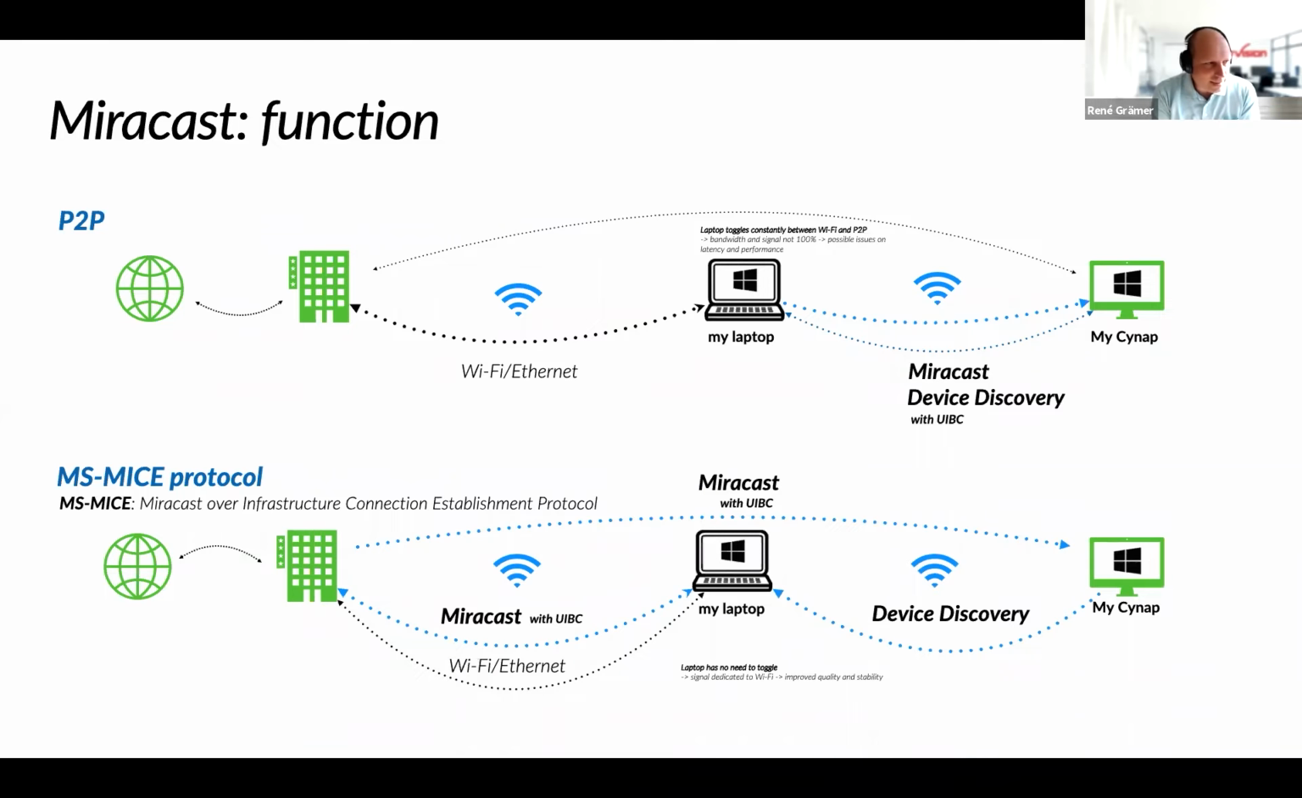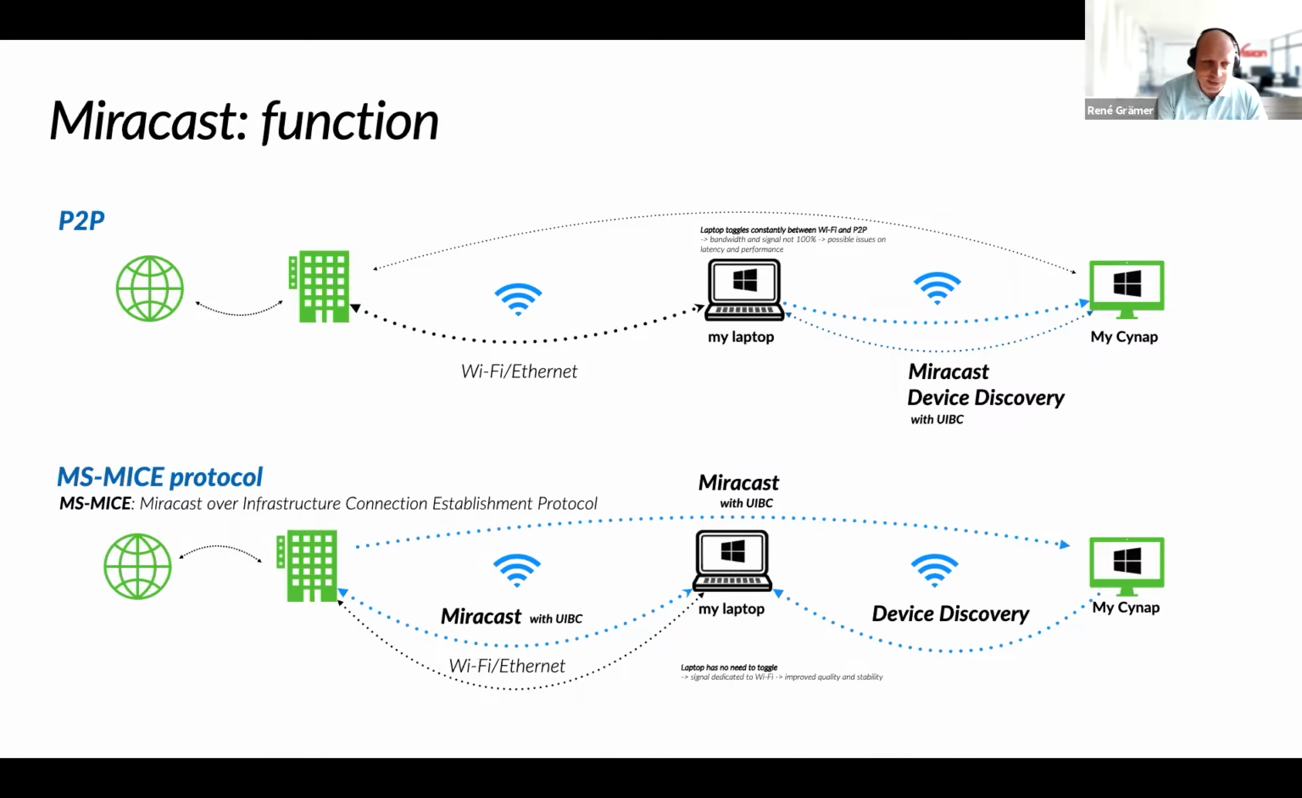Then there's MS-MICE. MS-MICE, the extension made by Microsoft, available only on Microsoft, doesn't exist on Android, extends the functionality of Miracast; it's kind of a comfort function. That means if you're already connected to your existing network, and on your existing network there's also a Miracast receiver, this connection will be used to stream the video stream and the audio stream to your Cynap or to your Miracast receiver.